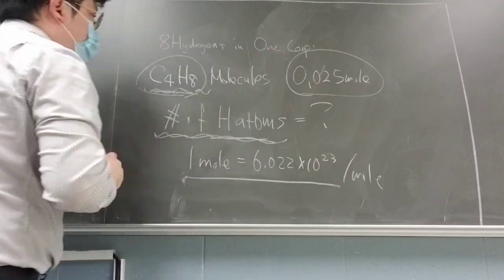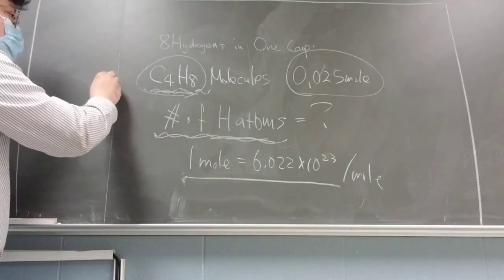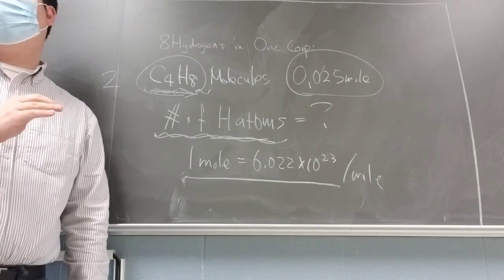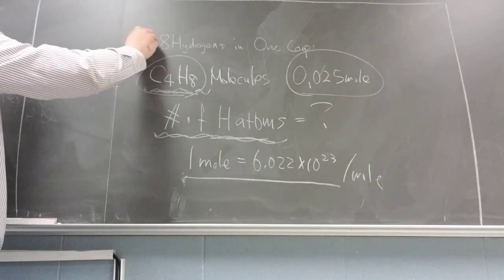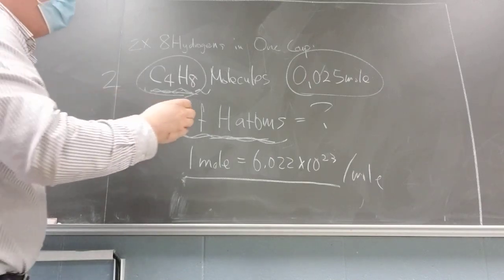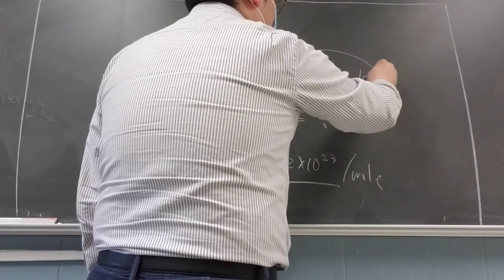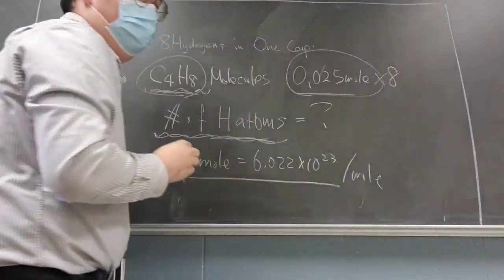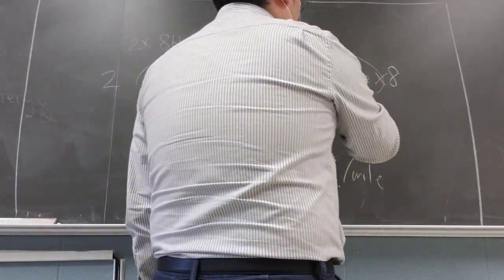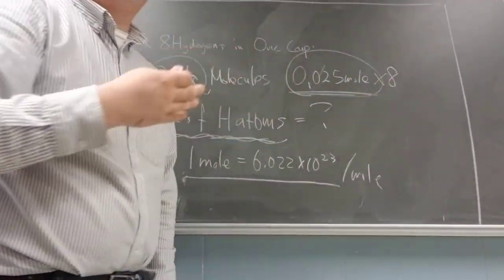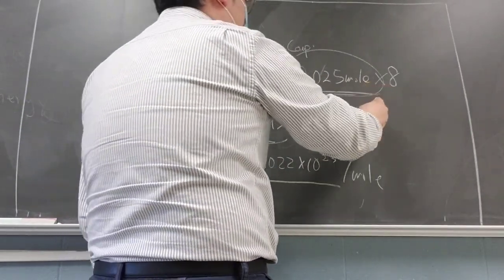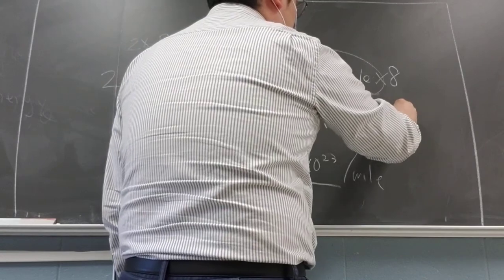Okay. So for example, if you have 2 compounds, that means there are going to be 16 hydrogens, because it's 2 times 8. So to get the moles of hydrogen, you just need to multiply this number by what? 8. Makes sense, right? Because you have 8 hydrogens for each compound. So whatever number of compounds you have, just multiply that number by 8. If you do 0.025 times 8, it will be 0.2 moles.